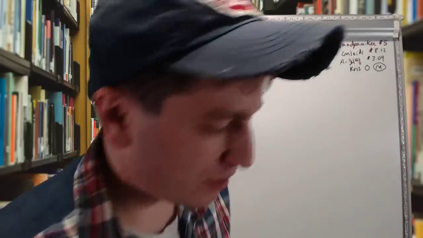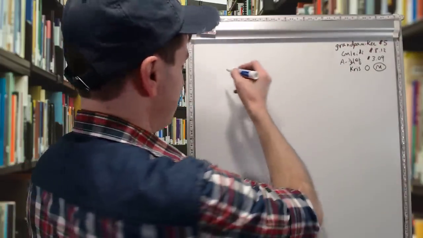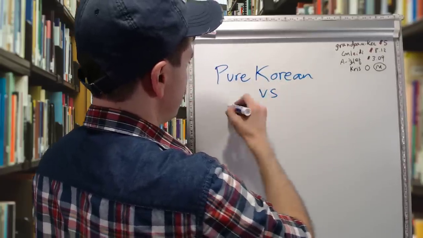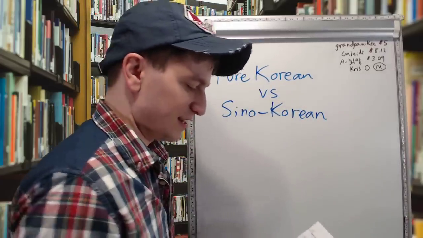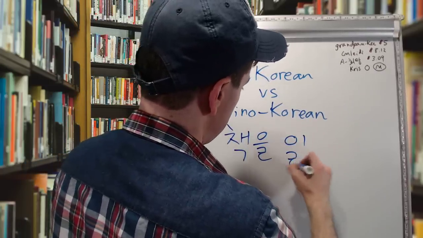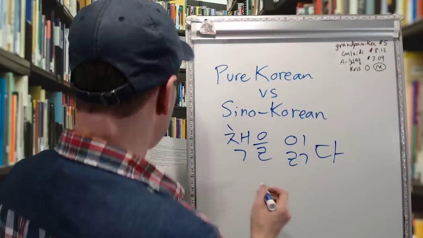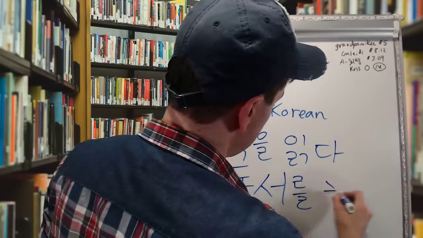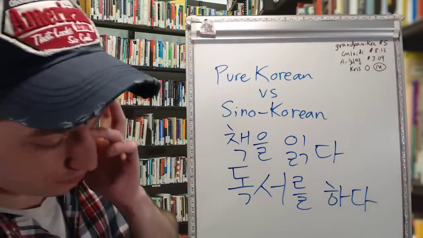So the last thing that I wanted to do today though, and we're still 20 minutes ahead of schedule, which is great, is this question that I've gotten thousands of times. Billy, what's the difference between these two words? 책을 읽다. To read a book. Or 독서를 하다. So people have asked me a lot, what's the difference between these two words?